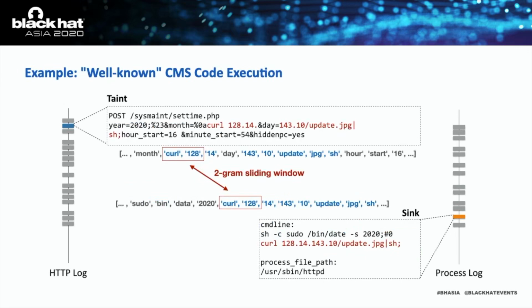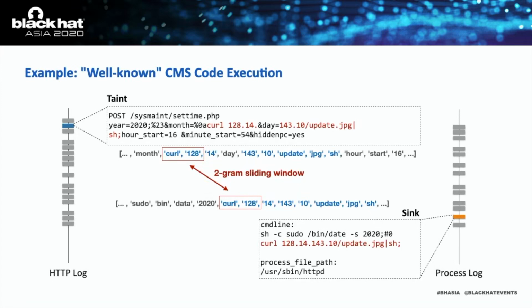For example, there is a command injection vulnerability that exists in the time processing module of a well-known CMOS. The attacker used this vulnerability to load and execute a remote file and tried to use a JPEG extension to bypass the intrusion detection system. The content on the left is the original HTTP request we captured, and it didn't hit any rules we know.